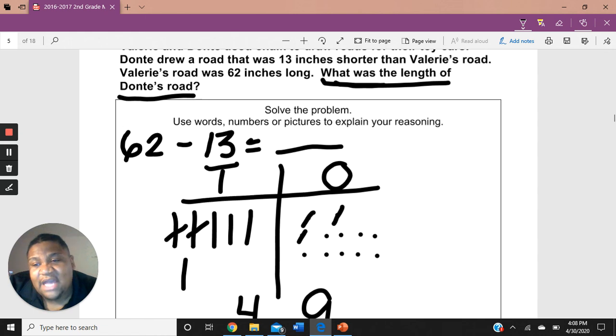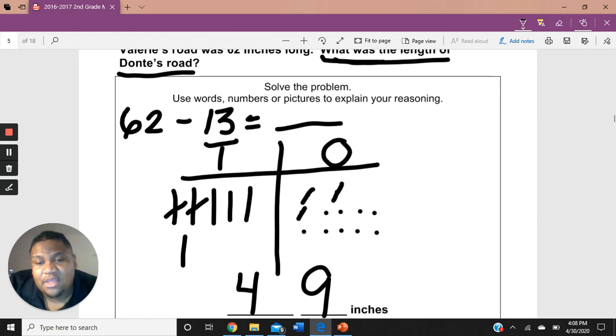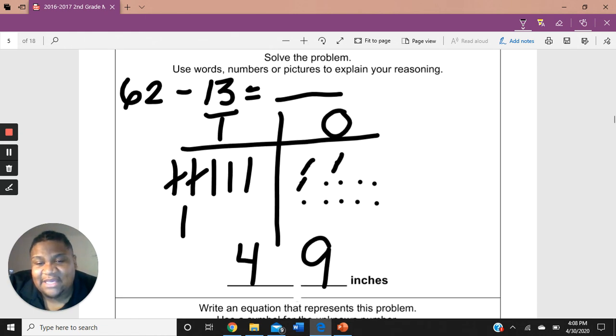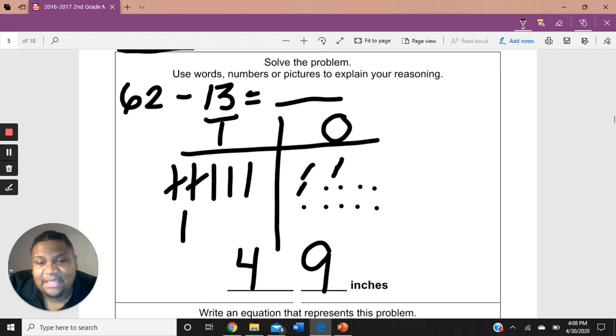What is the length of Dante's road? We can say that Dante's road is 49 inches. Mr. Vet is going to produce some more videos for you as we are doing this online learning. So make sure that you are following. It's very important that we use these strategies as a way that we can add on to our brains.